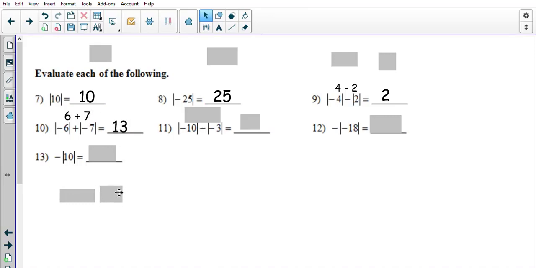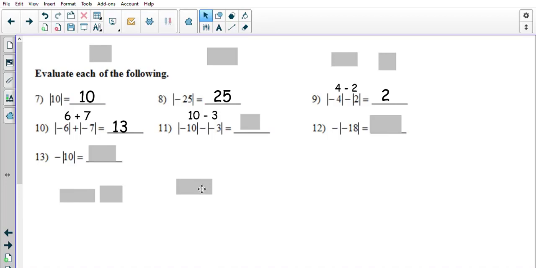All right, moving right along. And again, I would encourage you, feel free to pause the video at any time if you get behind writing down any of this work. Remember also that you should not just be writing down the answer. The work matters too. Number 11, absolute value of negative 10 minus absolute value of negative 3. Absolute value of negative 10 is 10.